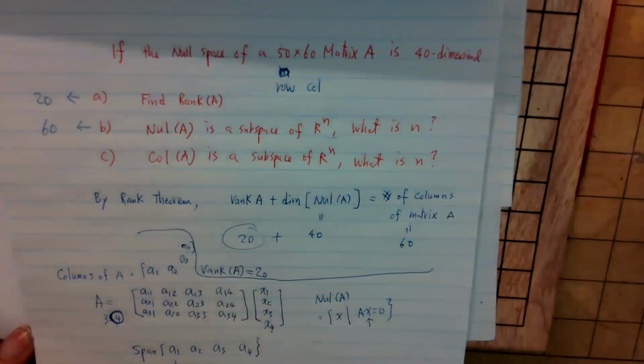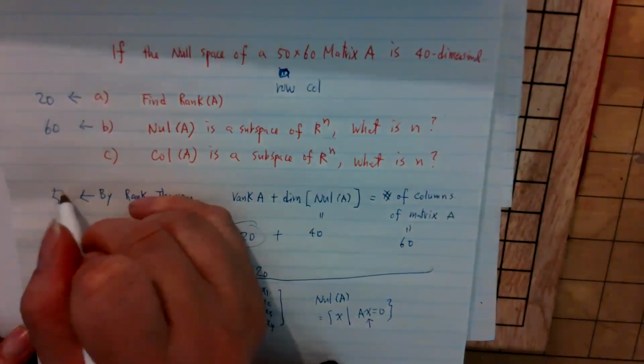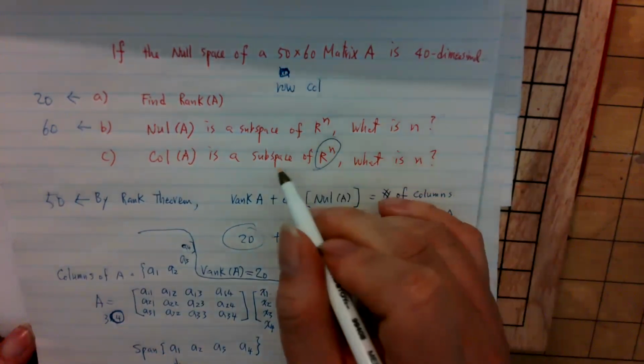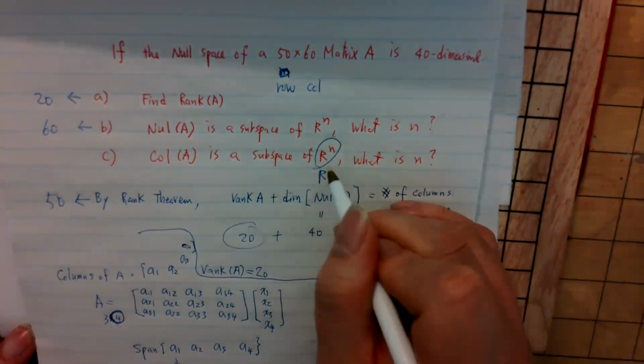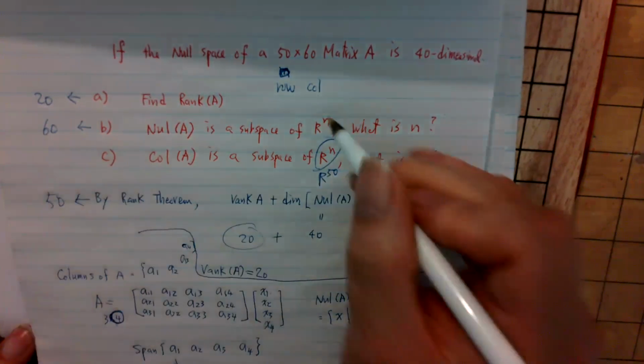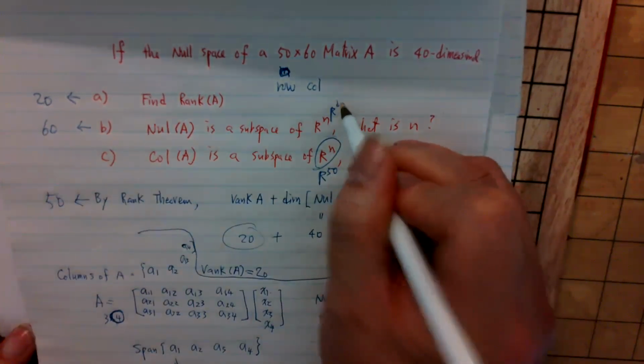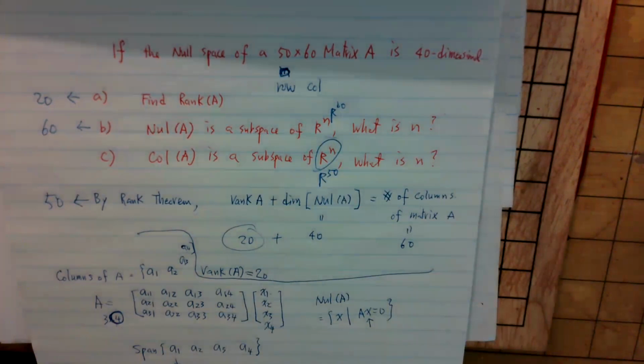So the answer is going to be 50. So the column space is a subspace of R^50, and the null space is a subspace of R^60. Okay? This is just an exercise, a sample exam question, just an exercise in my lecture notes.